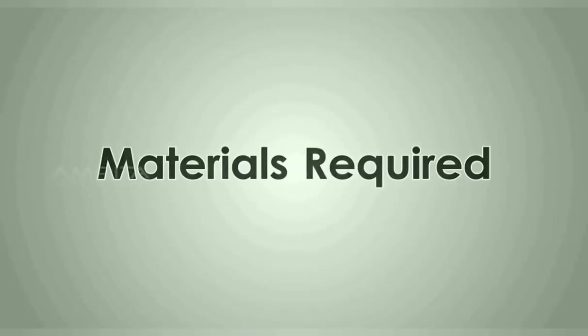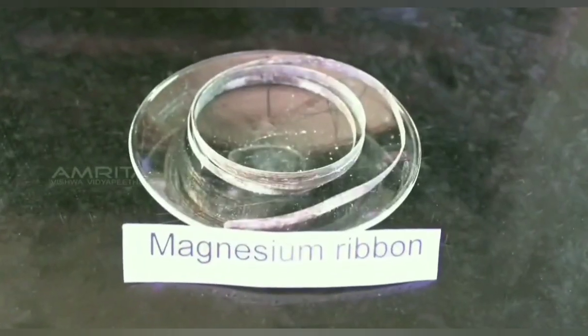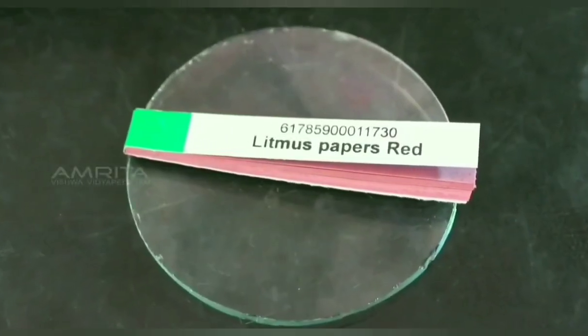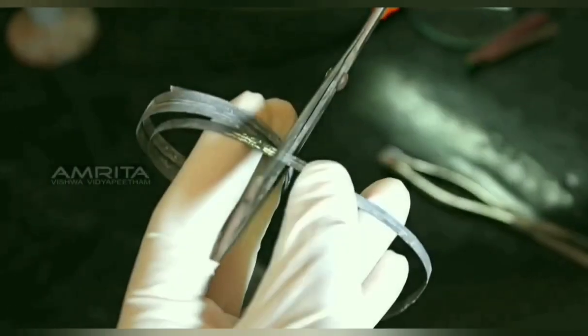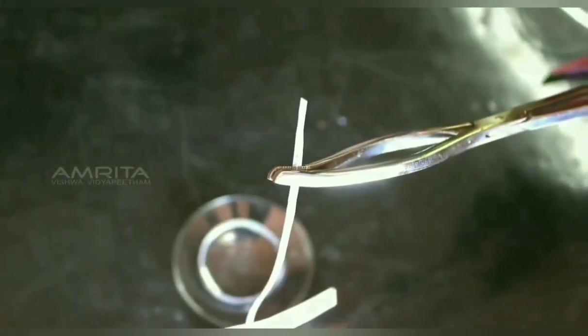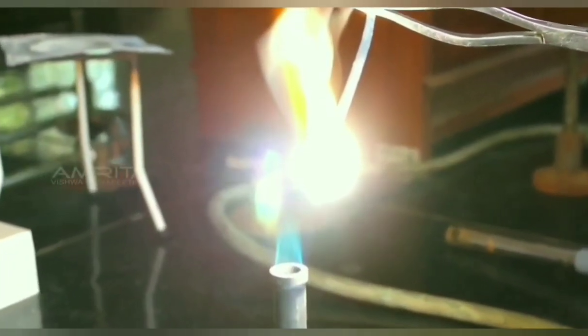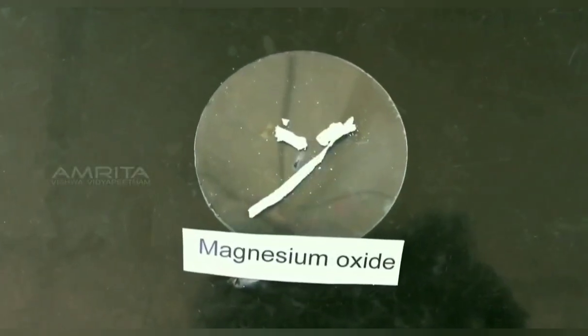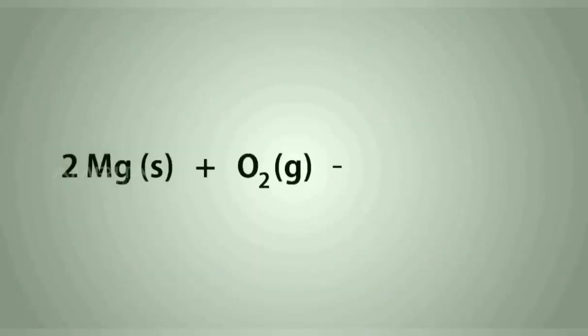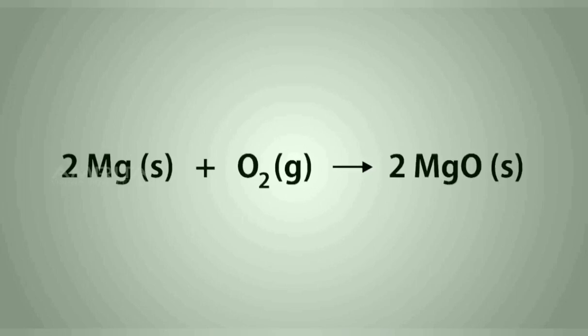Materials required: magnesium ribbon, red litmus paper, a pair of tongs, and a Bunsen burner. Procedure: cut a piece of magnesium ribbon and hold it using a pair of tongs. Flame this ribbon in the Bunsen burner, collect the burnt ash in a watch glass and label it as magnesium oxide. This is a chemical reaction, as oxygen and magnesium come together to form magnesium oxide.